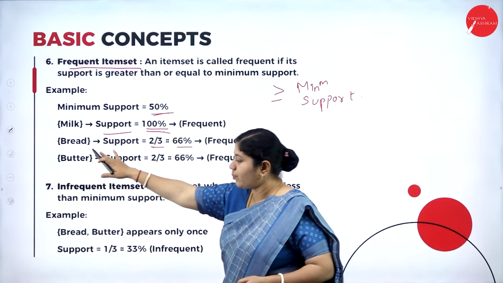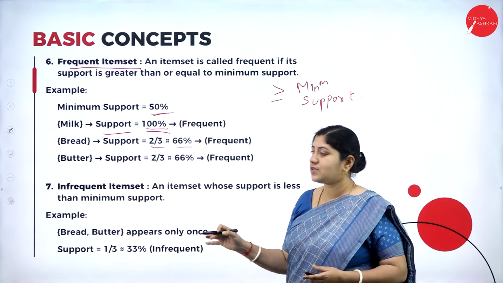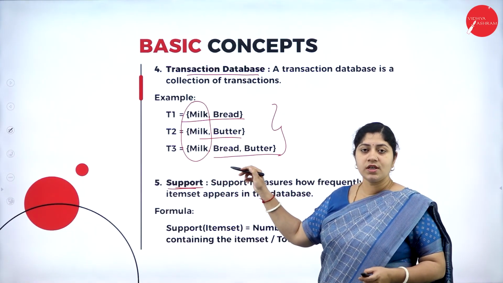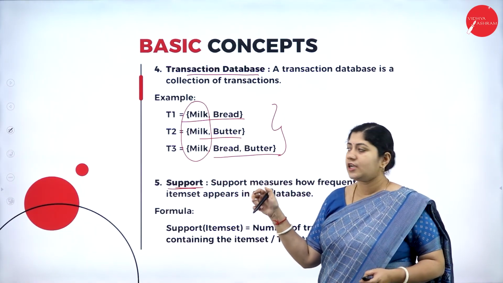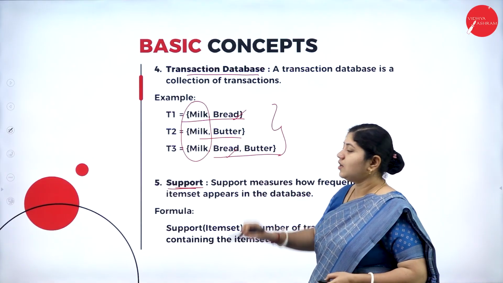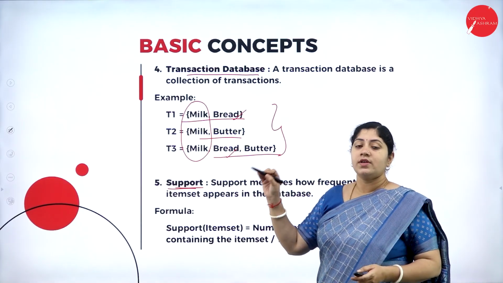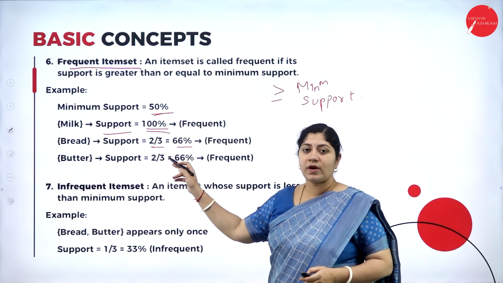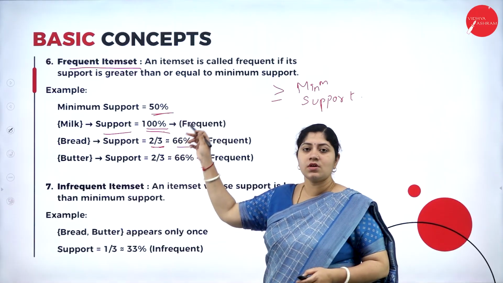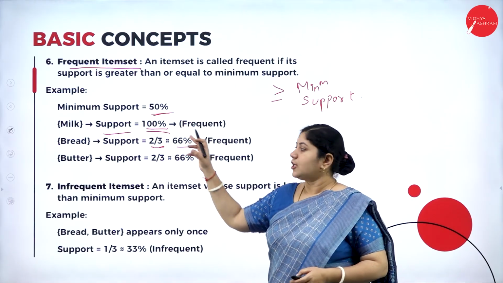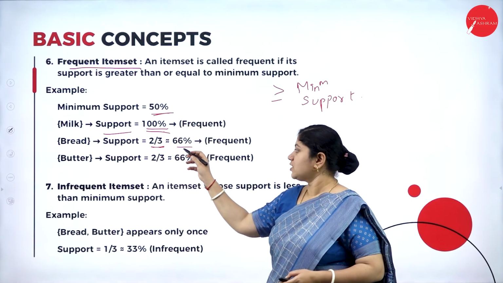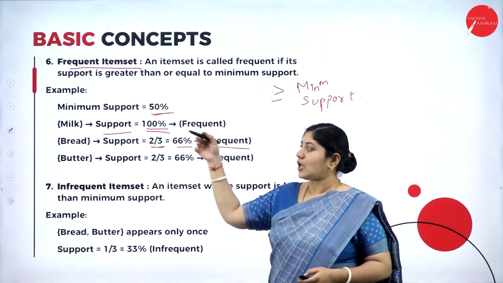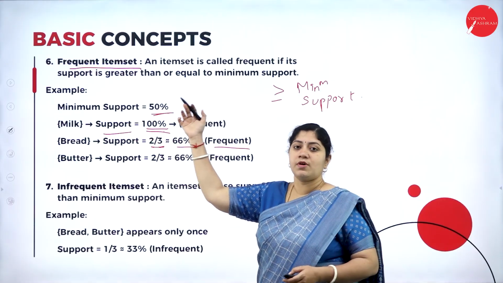Next is bread. Let's get back to that example. Out of these three, bread is present in 2 of the item sets, correct? So the support is 2/3. And what is this 3? 3 gives the total number of item sets. Thus, 2/3 gives us a value of 66% and it is frequent, which means it is greater than the minimum support.